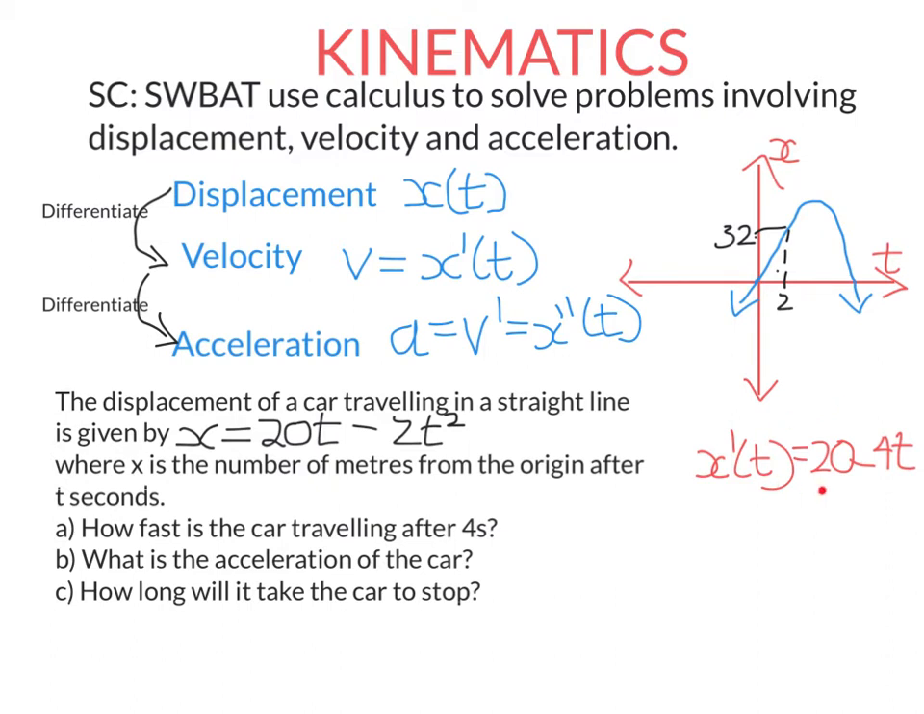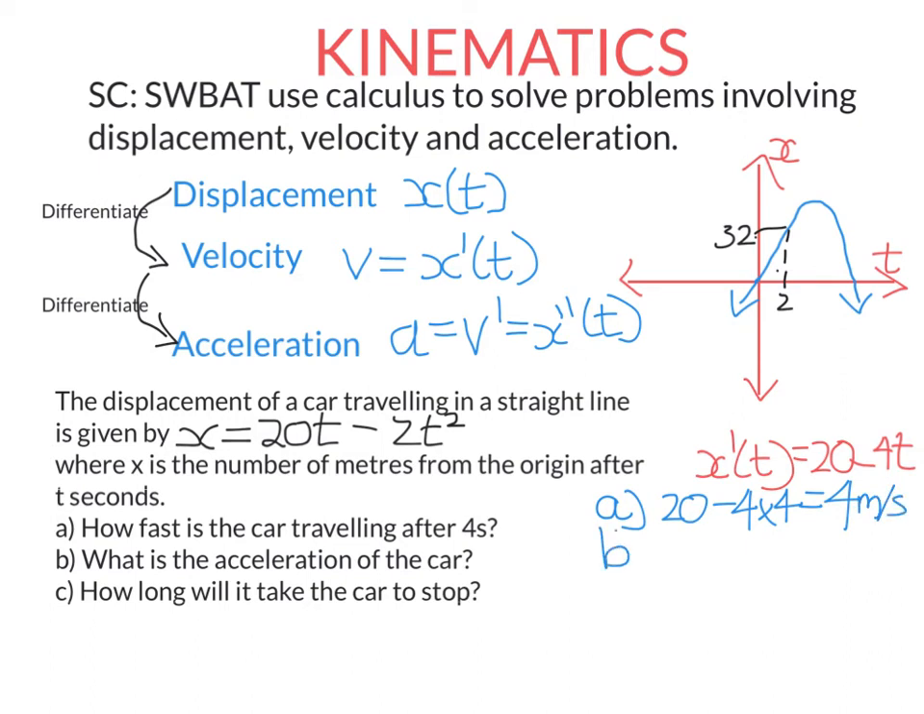So this is a function from which we can find the velocity. The answer to question A, how fast we're traveling after 4 seconds: all I need to do is substitute t equals 4 into this function. So it would be 20 minus 4 times 4, which equals 4. Now, because we were told that this is meters and seconds, our velocity is 4 meters per second.